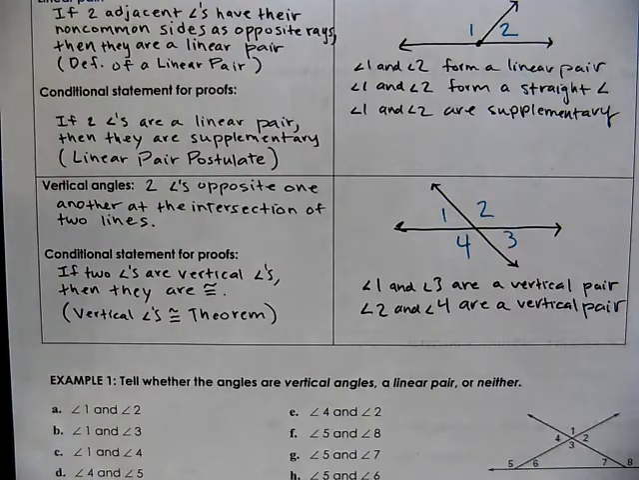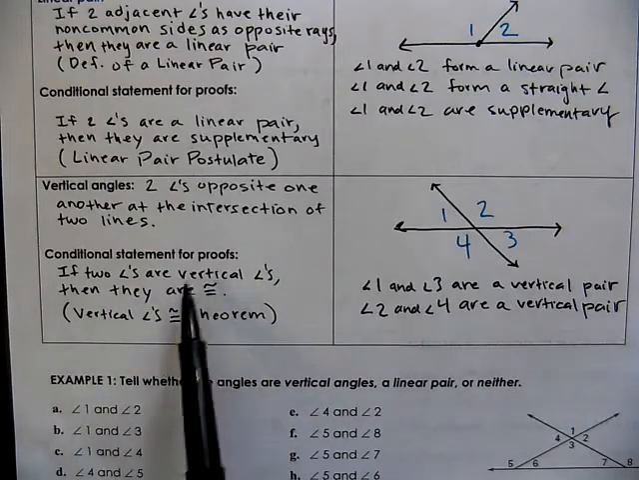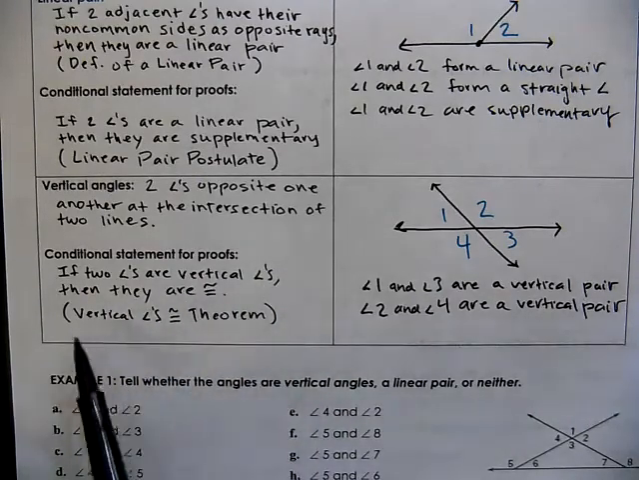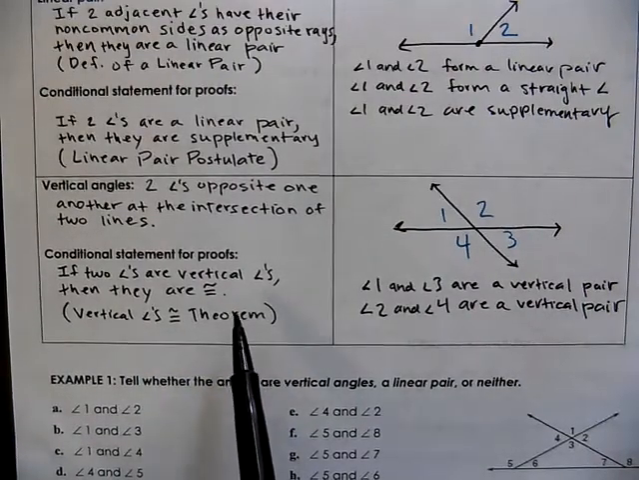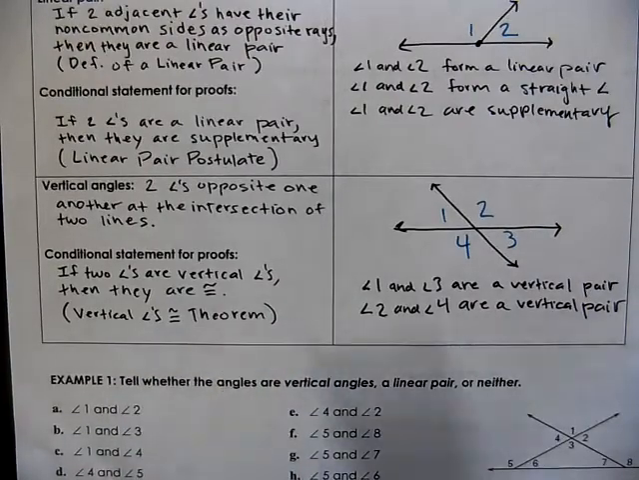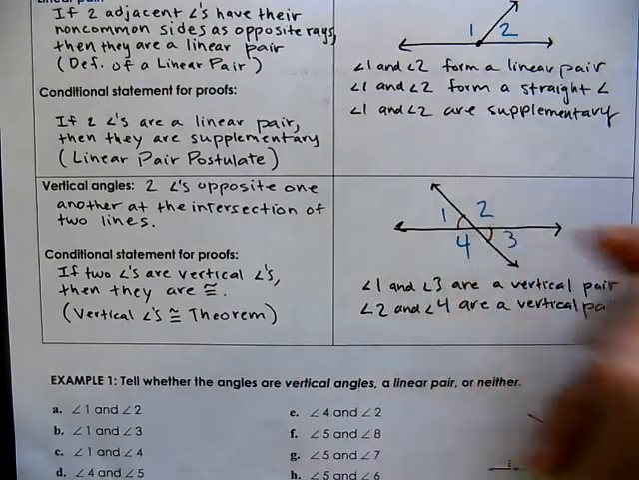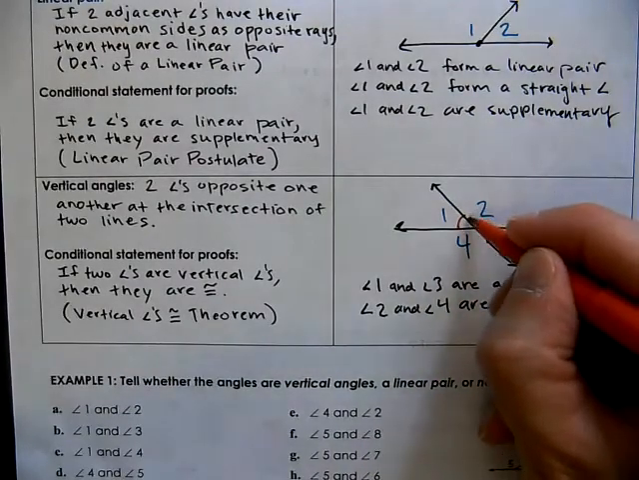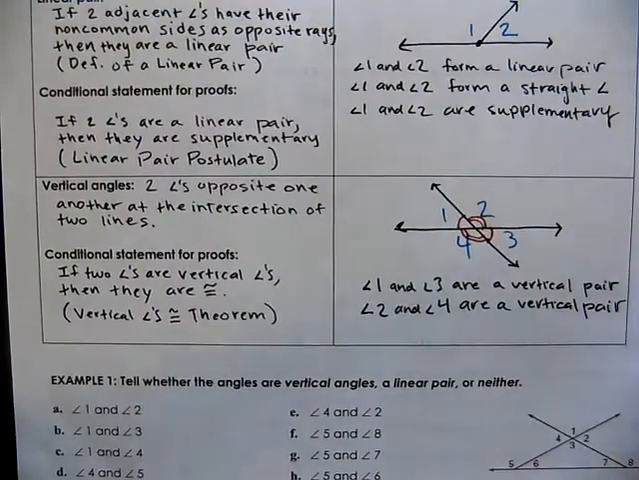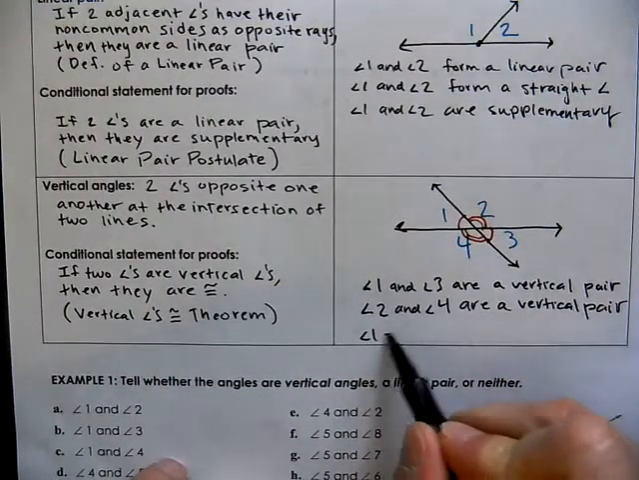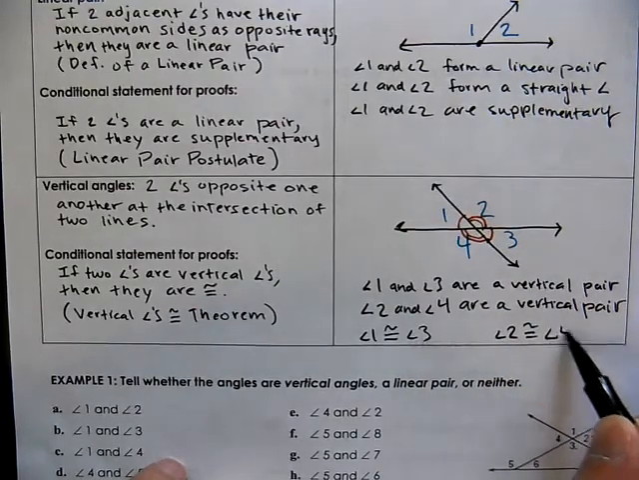Now what's interesting about these vertical pairs is that if two angles are vertical angles, then they are congruent. And the official title of that idea is the vertical angles congruence theorem. It's a theorem, which means we would have to prove it to know it's true, but I'm telling you up front, yes, it is true. And so what that means is that angle 1 is congruent with angle 3, and angle 2, I'll give it a double arc, is congruent with angle 4, I'll give that a double arc as well. So we could say angle 1 is congruent with angle 3, and angle 2 is congruent with angle 4.